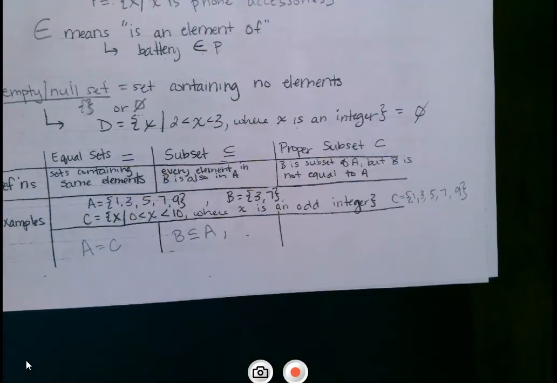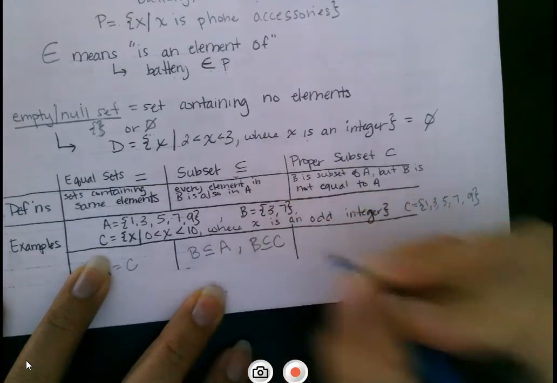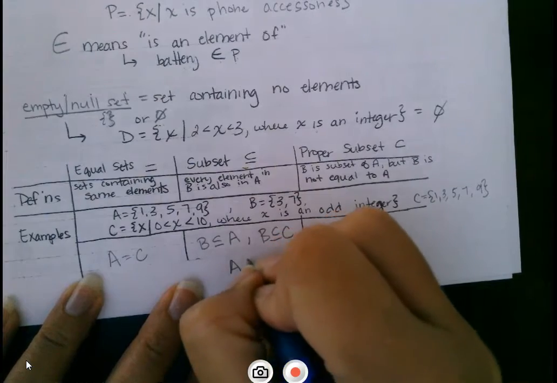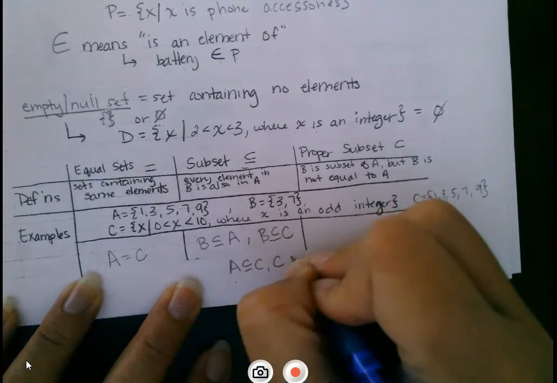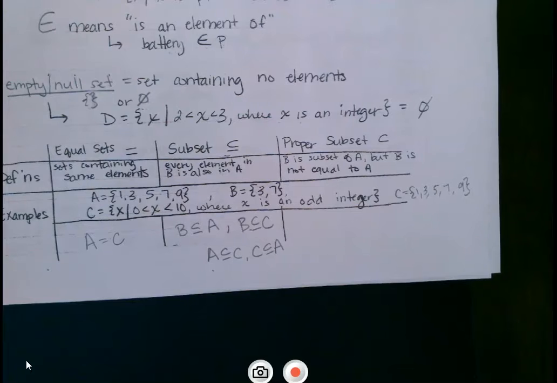C would be equal to B. B is a subset of C. Technically it would be considered an equal set, but can't you also say C and A? You can also say C and A. So you could say A is a subset of C, or C is a subset of A. You can say all those. You guys are awesome with this.